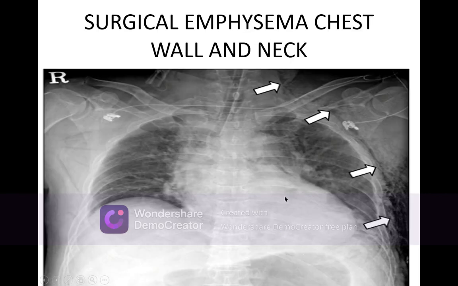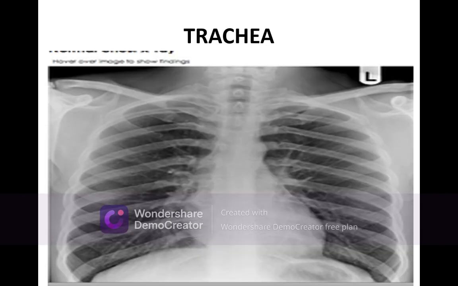But you see here, there is soft tissue also, there is a line of air. Here it is moving in this direction, see the direction of it. It is moving now into the neck. This is dangerous. It's called surgical emphysema in the chest wall and moving to the neck. You have to make a cut at once to relieve it, otherwise the patient will die.